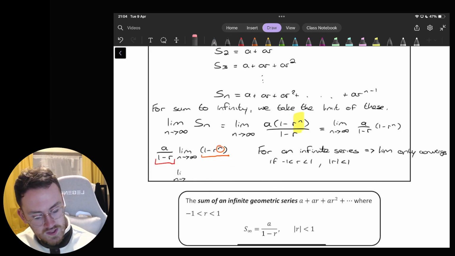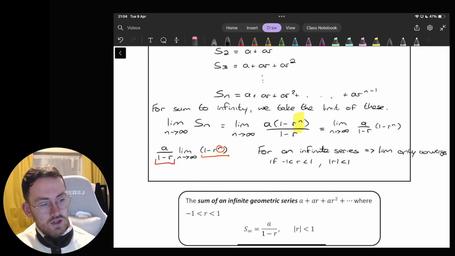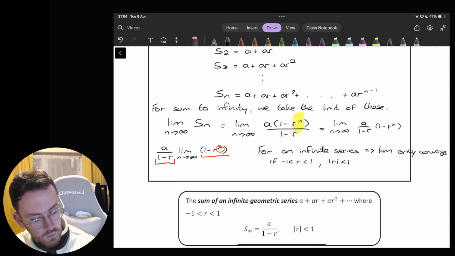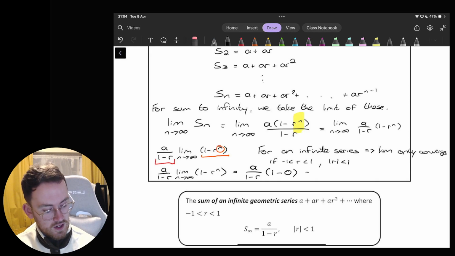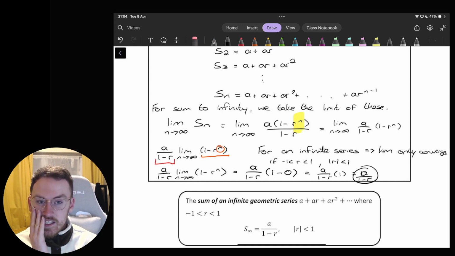But using that fact, in order to compute this limit, we can say that a over 1 minus r times the limit as n goes to infinity of 1 minus r to the power of n is the same as having a over 1 minus r times 1 minus 0. So computing my limit there, which is a over 1 minus r times 1, which of course is just a over 1 minus r. And that last part there is really the key part here.